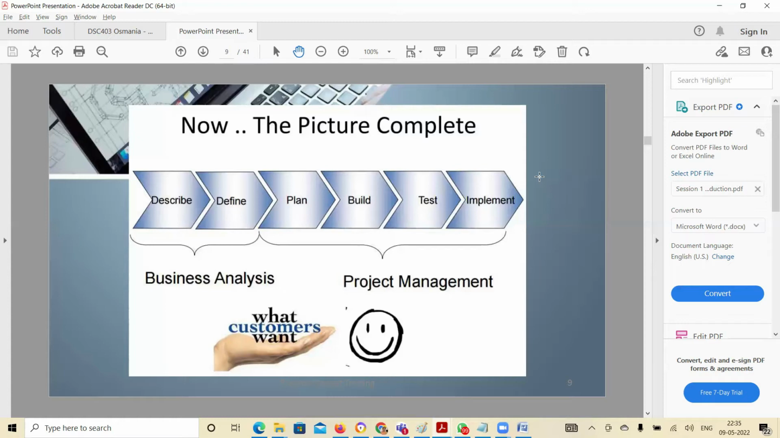Then you say, okay, I need a trainer for business analysis. This is what I need to do. This is the availability. And then you do plan, build, test, implement. So people felt that we need to do something more before planning, and they came up with these two steps called describe and define. And business analysis is all about these two steps, describe and define.